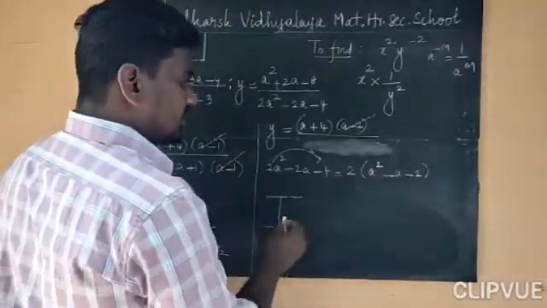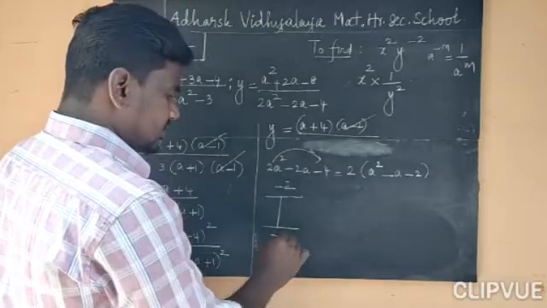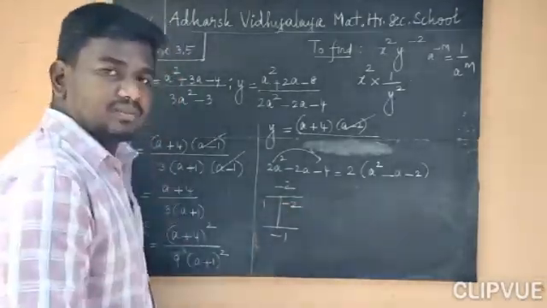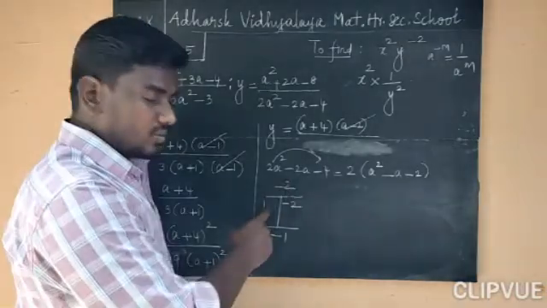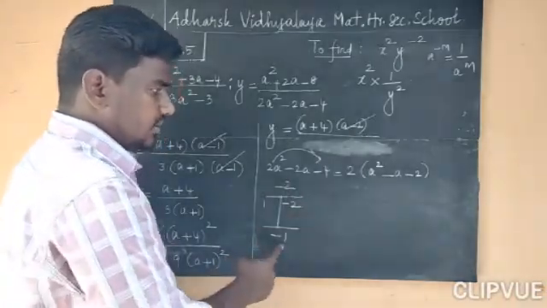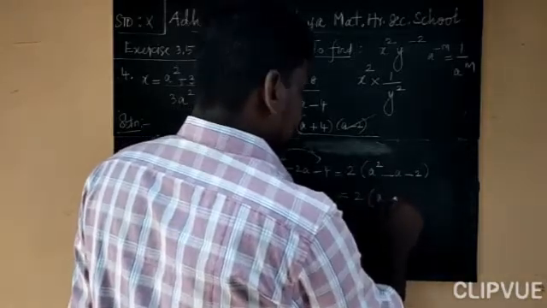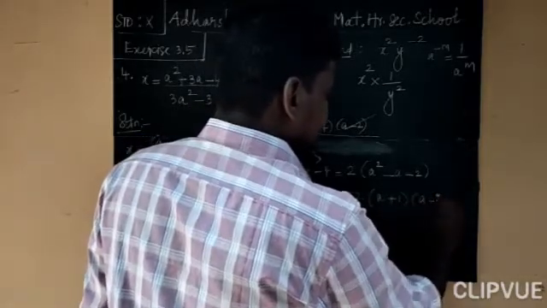So product of any two numbers is minus 2. Sum of the same two numbers is minus 1. 1 comma 2. Here minus 2 plus 1. 1 into minus 2 is minus 2. 1 minus 2 is equal to minus 1. So 2 into, this can be written as a plus 1 and a minus 2.